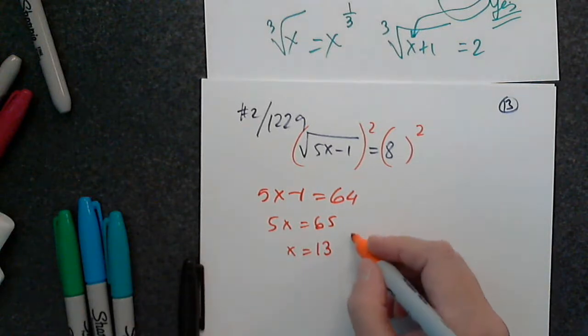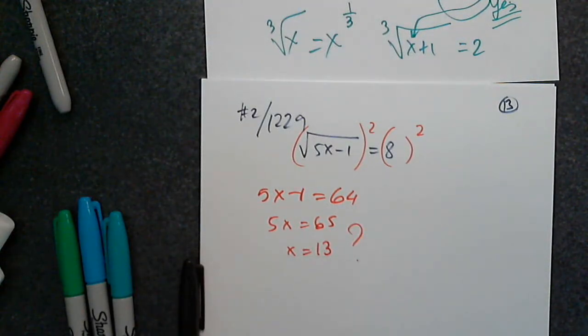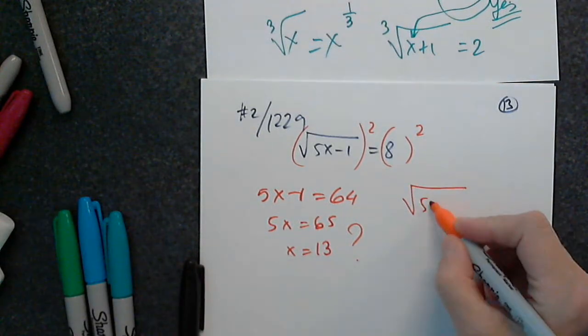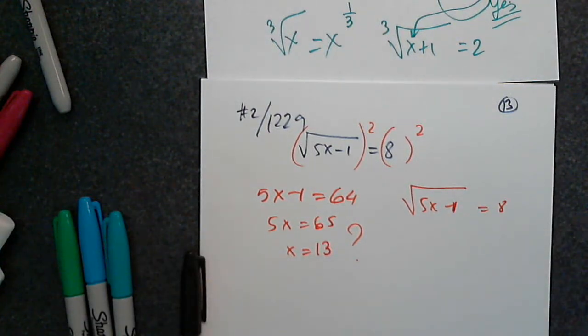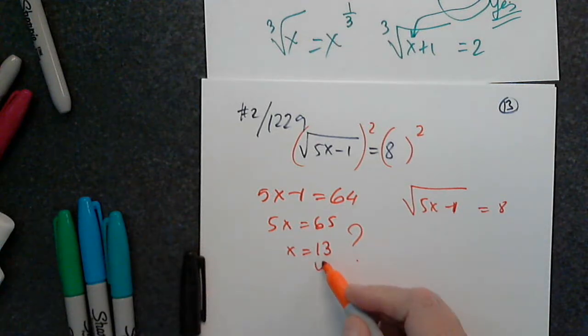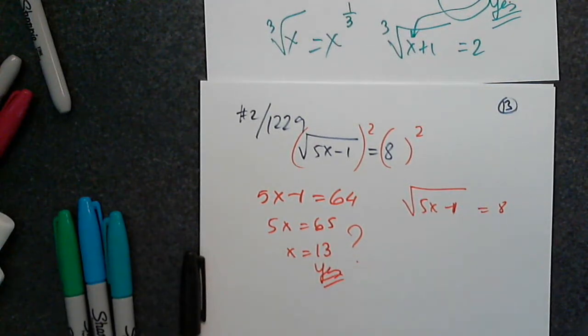But I have no idea, especially when I square or take to the 4th power. I don't know if this is going to work or not. So I have to go back to the original problem and see if the answer is positive 8. So 5 times 13 is 65. 65 minus 1 is 64. The square root of 64 is 8. So therefore, I will say, yes, it works. It is the correct answer. That's how we solve radical equations.